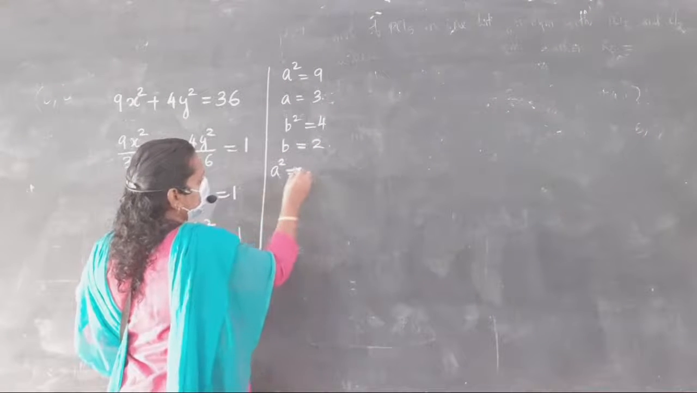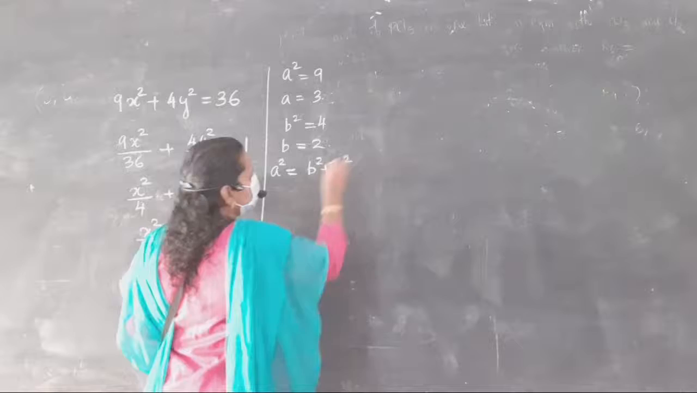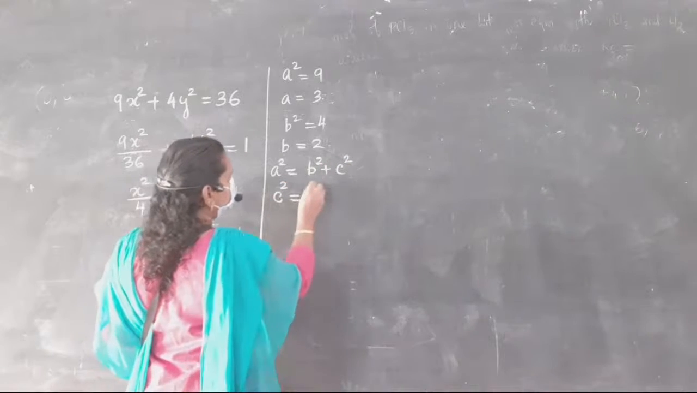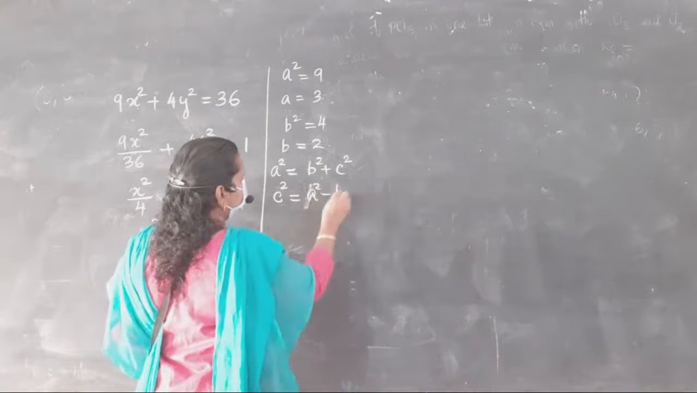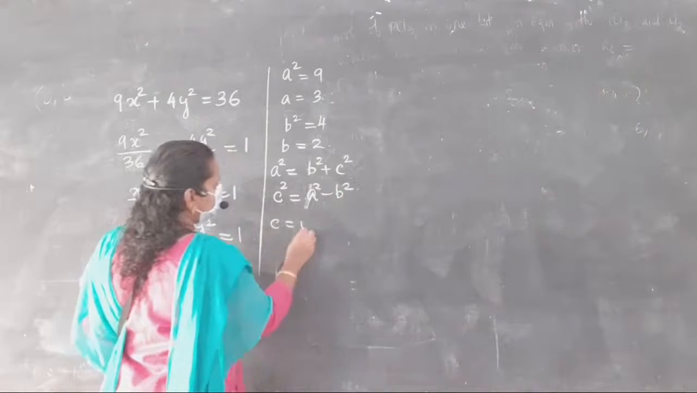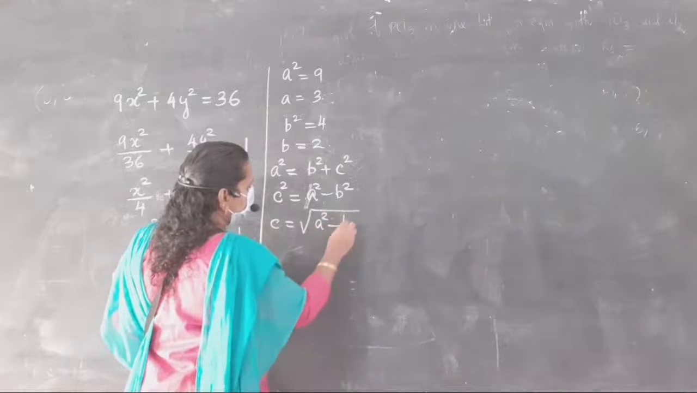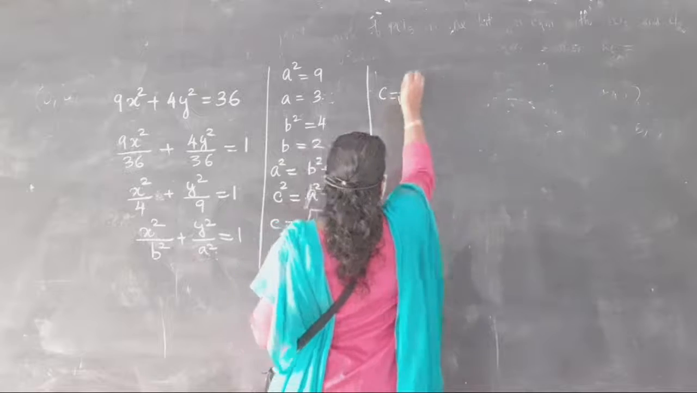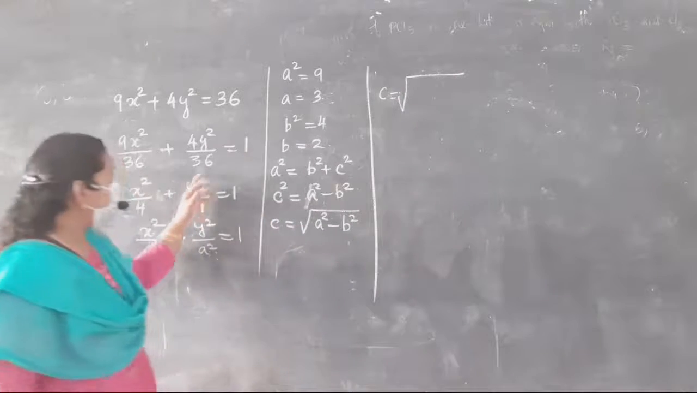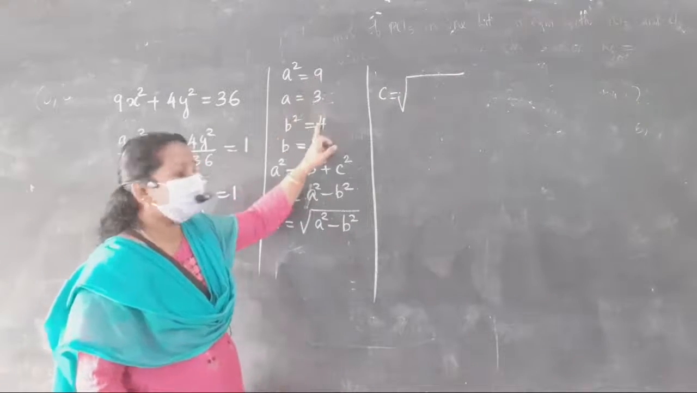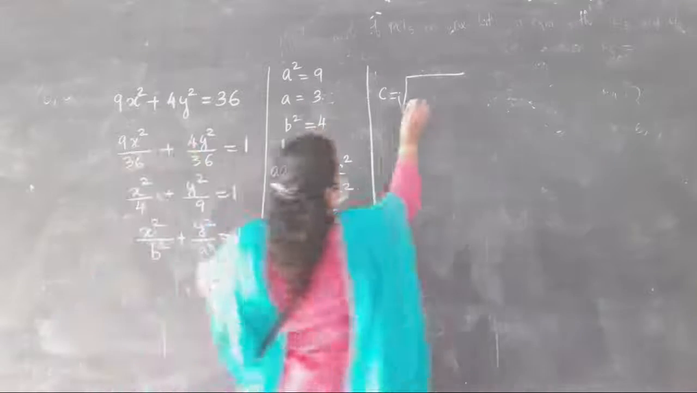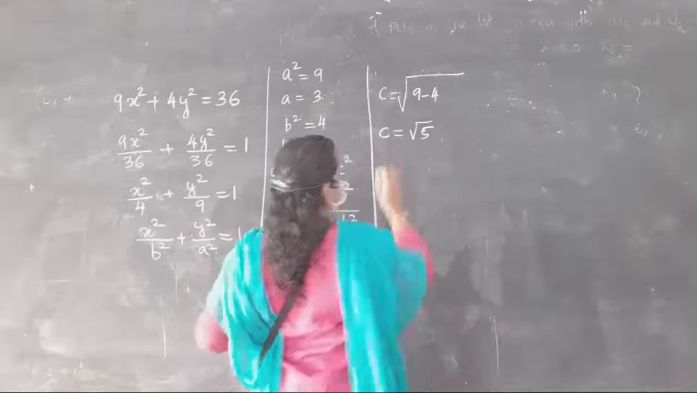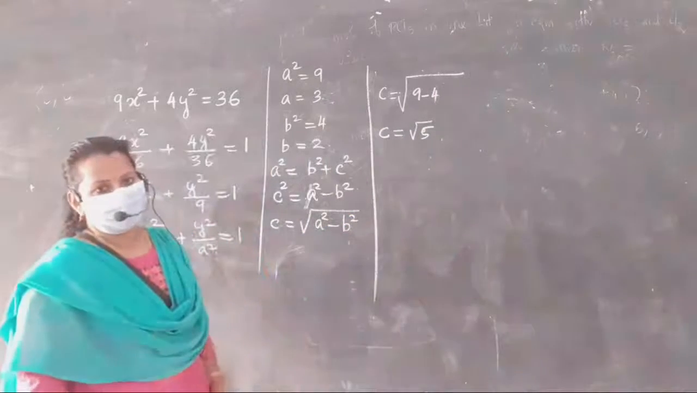Relation between a, b, c are a square equal to b square plus c square. From this, c square equal to a square minus b square. C equal to root of a square minus b square. That is c equal to root of, what is a square? 9. 9 minus 4 equal to root 5. That is c equal to root 5.